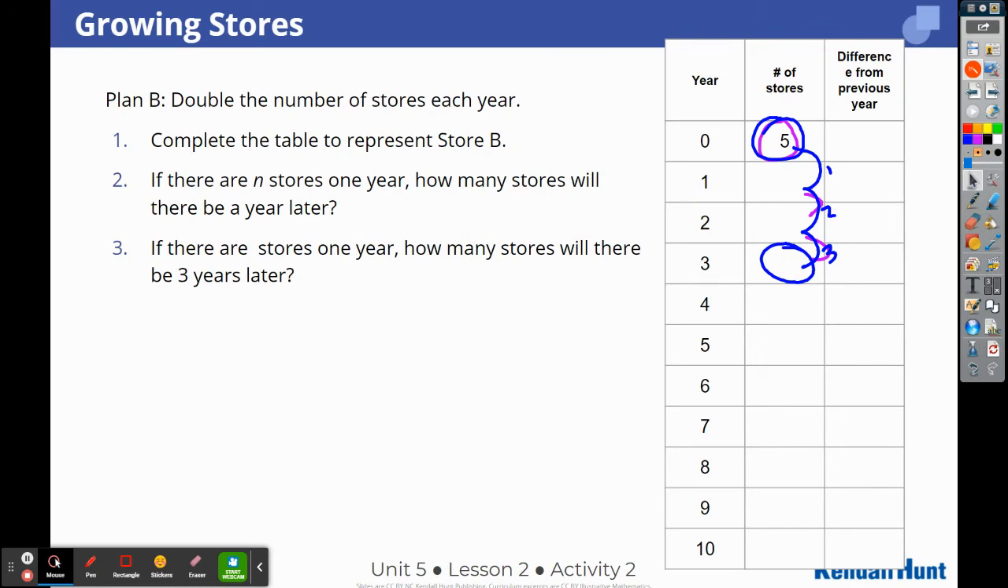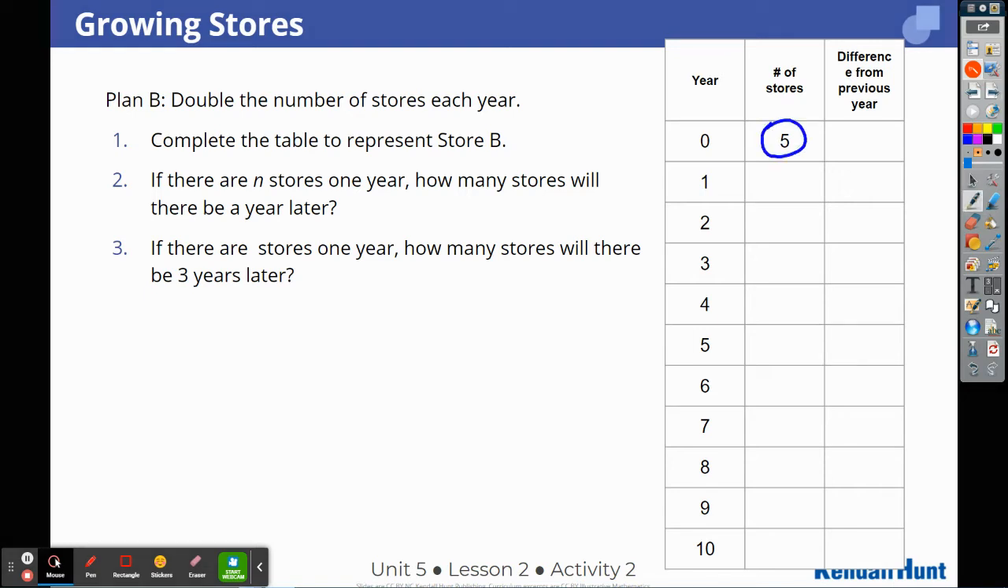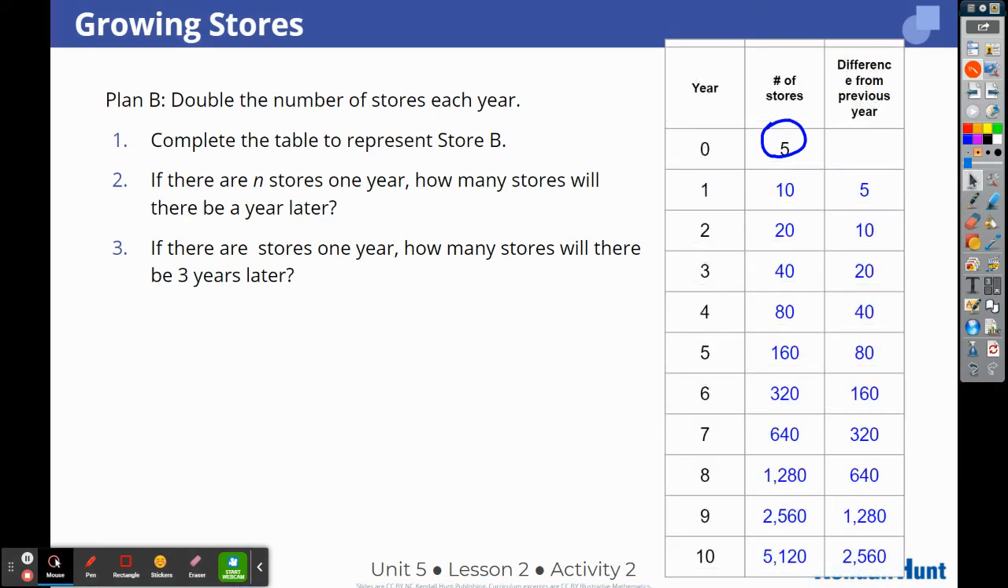All right, plan B is to double the amount of stores every year. So if we start with 5 stores and we're going to double it, the next year we'll have 10, and then we're going to double that. So we'll have 20 and continue to double the stores every year until we end up with 5,120.